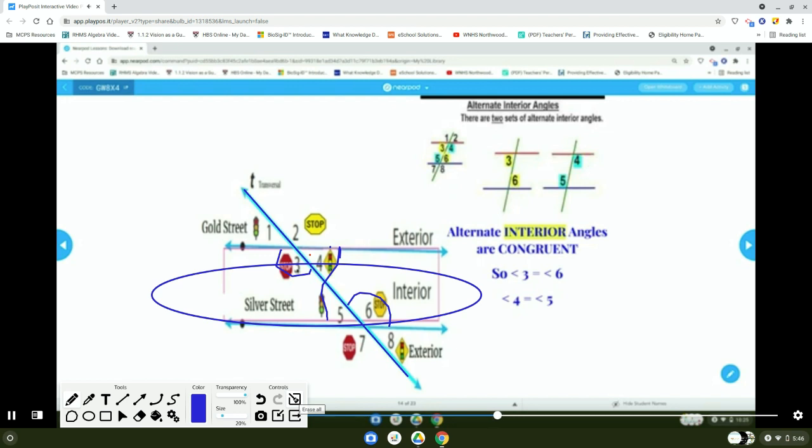So think about angle 3, hiding behind the line from angle 6. They are both stop signs, they are congruent. Angle 4, hiding behind the line from angle 5. They are alternate interior.